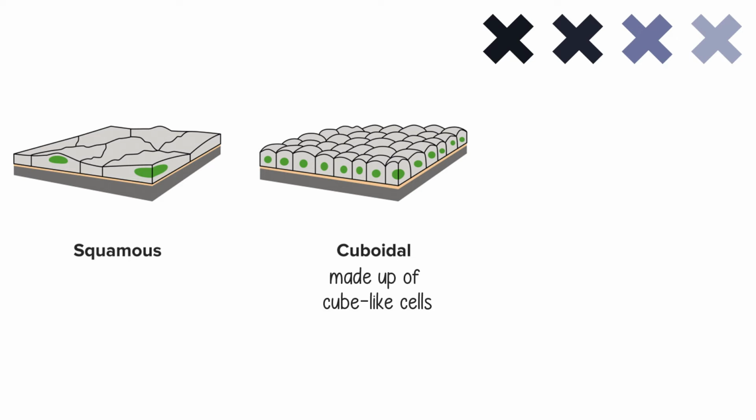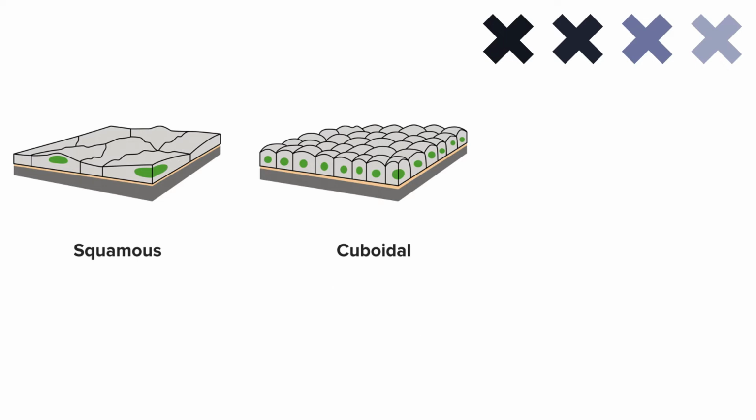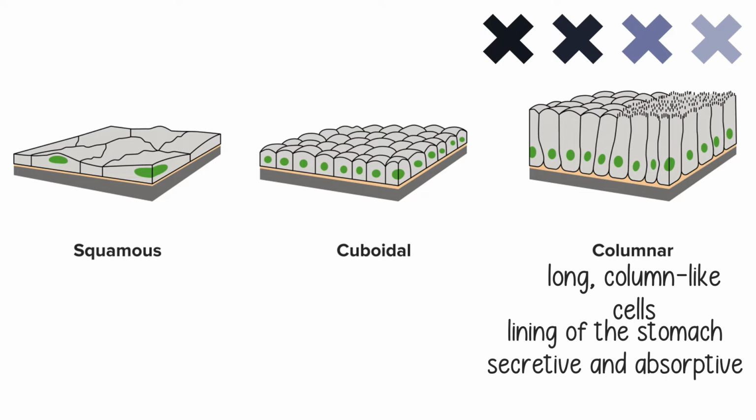They are present in kidney tubules and are secretory and absorptive in function. The last type of epithelium tissue based on their shape is the columnar epithelium. They are made up of long column-like cells with generally nuclei at the base. They are present in the lining of stomach, intestine, salivary glands, and they are also secretory and absorptive in function.